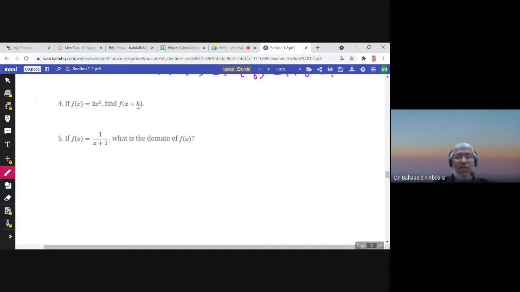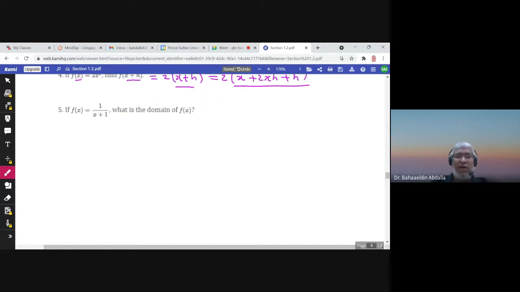Find f of x plus h. Well, f of x plus h would be 2 times x plus h to the power 2. So we just replace x by x plus h. Now, to expand this, I have x squared, I raise the first term to the power 2, then plus 2 times the first term times the second term, then plus h squared. This is how we square a binomial.